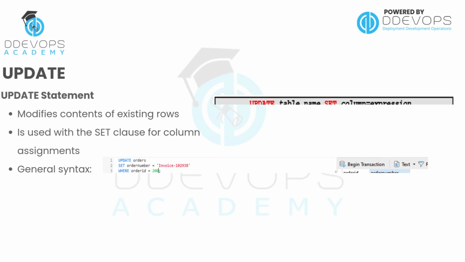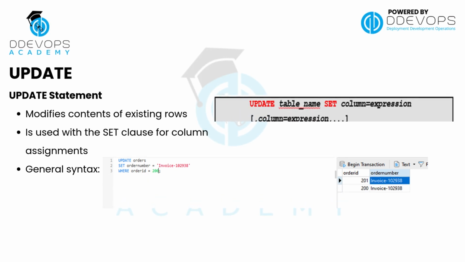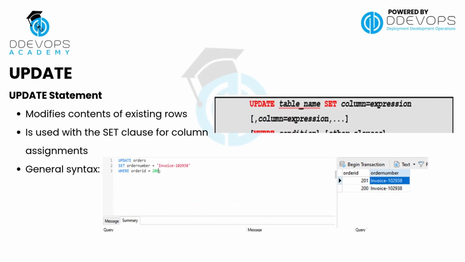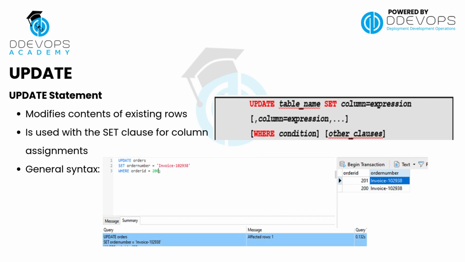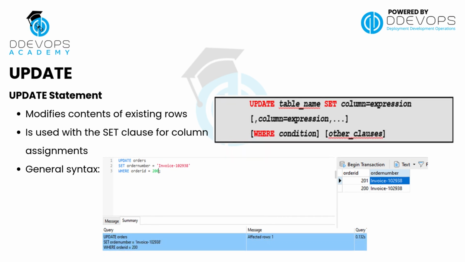Let's talk about the SQL UPDATE statement. It's used to modify existing rows in a table. You specify the column to change using the SET clause and use WHERE to target specific rows. For example, updating an order number for a given order ID. It's a powerful way to keep your data accurate and up to date.